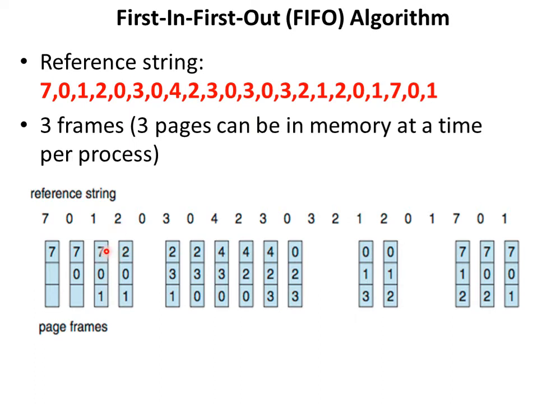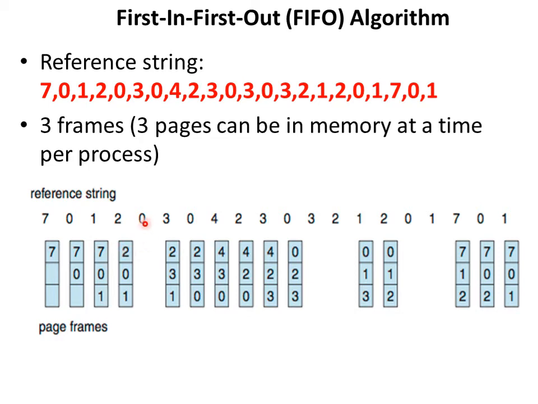To find the victim frame, we are using the algorithm known as first in first out. That is, the page which has entered the memory first is considered as the victim frame. Here the first page entered is 7, so 7 is the victim frame. So 7 is removed from the memory and 2 is loaded in place of it.